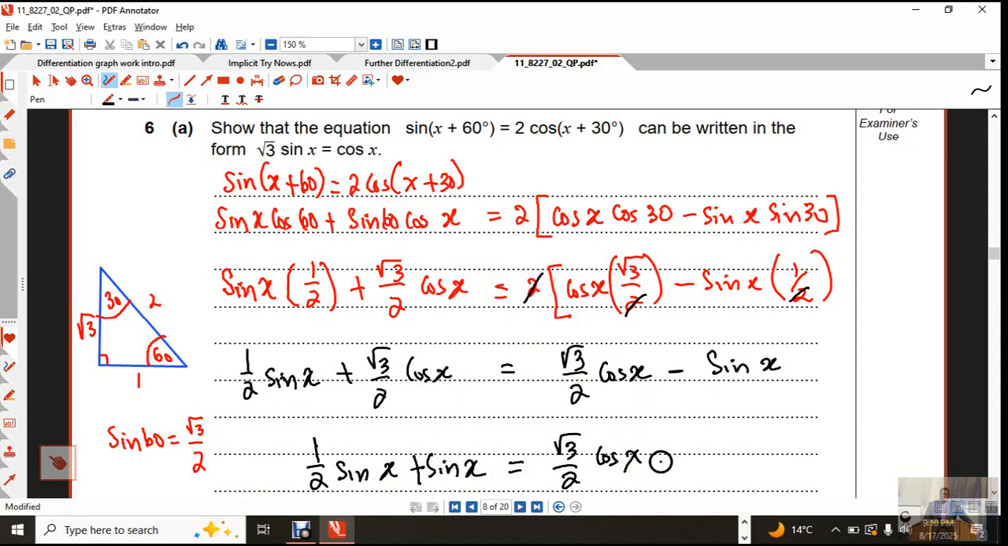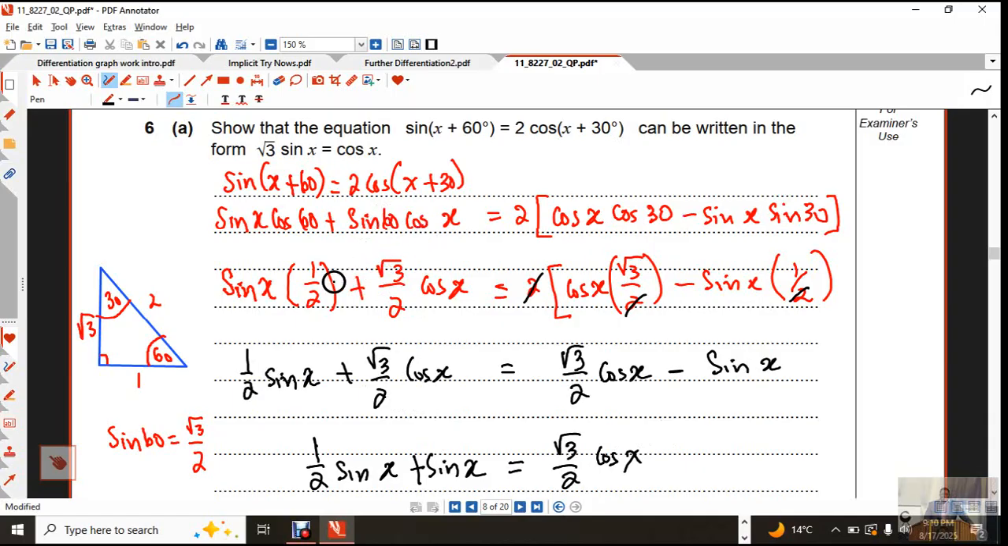Okay, I just want to see, you're going to have this over here, sine of 60. The sine of 60 degrees is root 3 over 2. Okay, all right, so we have another one. If we're going to bring this one over, this is going to be the sine of 60 degrees times cos of x.